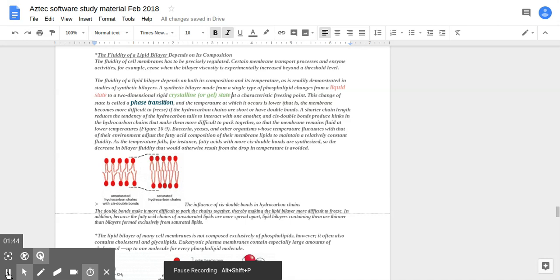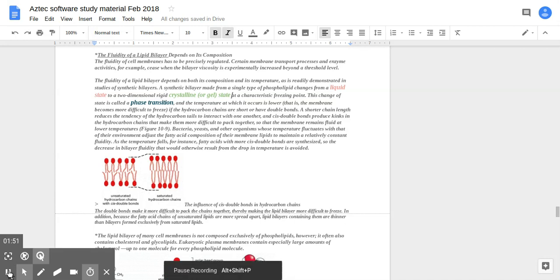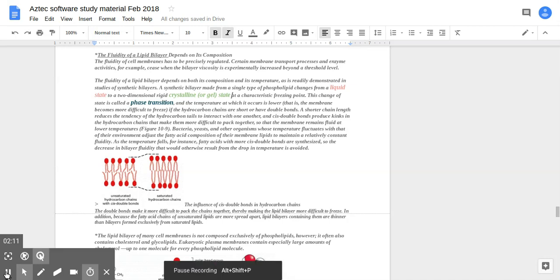So if the hydrocarbon chains, aka the fatty acid tails of the phospholipid molecule, are shorter and have double bonds, the freezing point is lower, which means it's more difficult to freeze. So this means that the phospholipid molecule is less likely to be rigid and is more fluid.